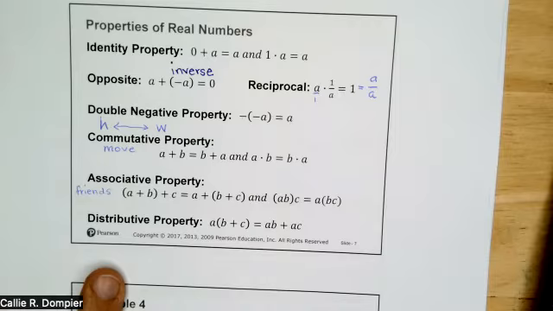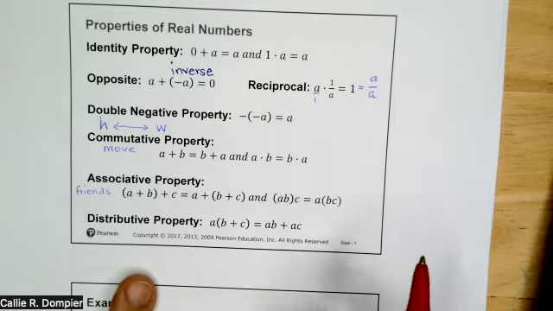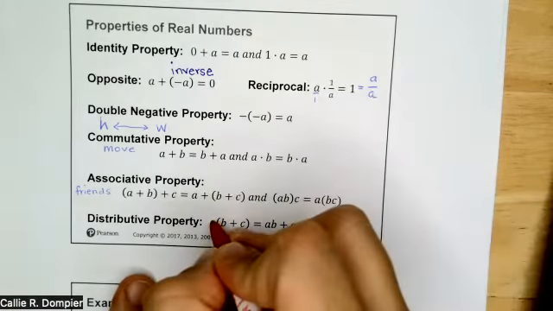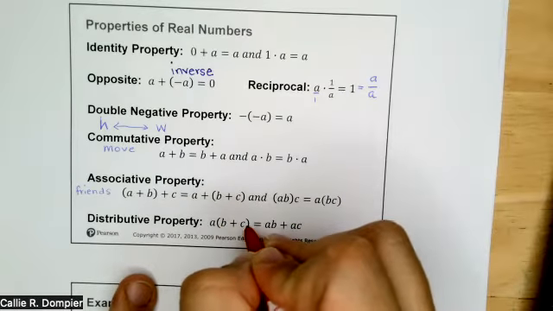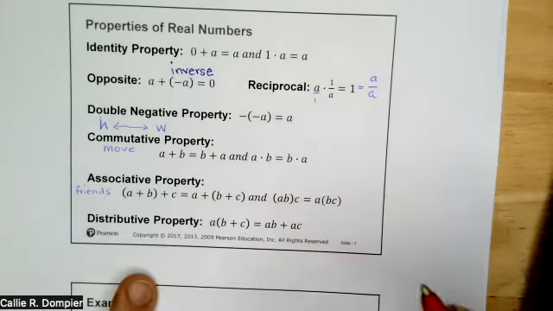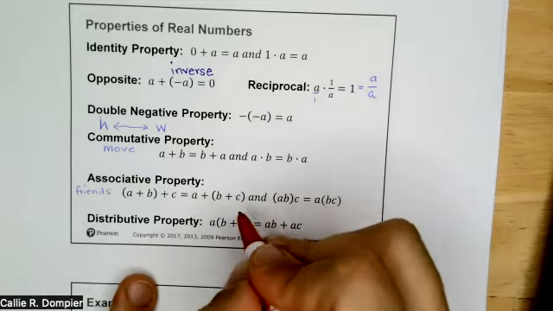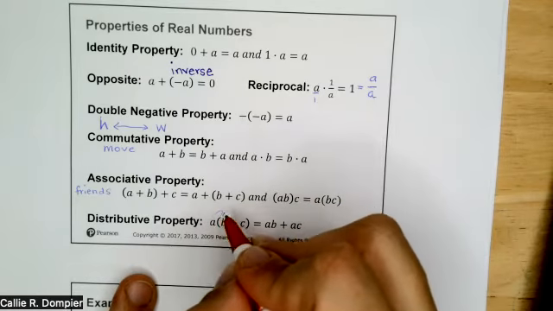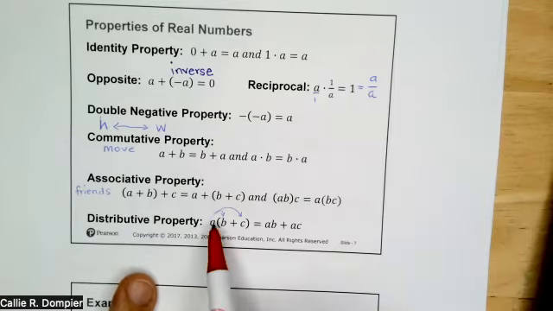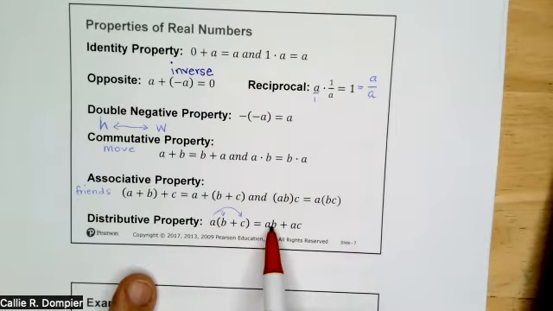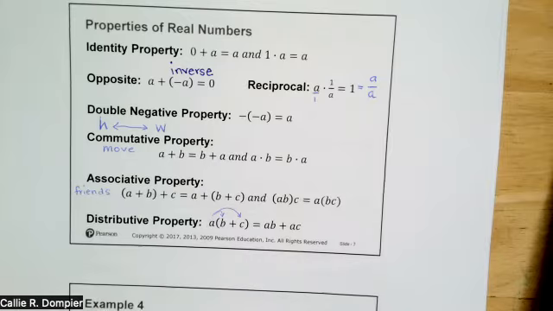Distributive property is really the one that we are going to see a whole lot of this semester, okay? So that means if you have a number and you need to multiply it by two different things or three different things, you are going to take that number and distribute it, pass it out. Good, good. A times the quantity B plus C is the same as A times B plus A times C.